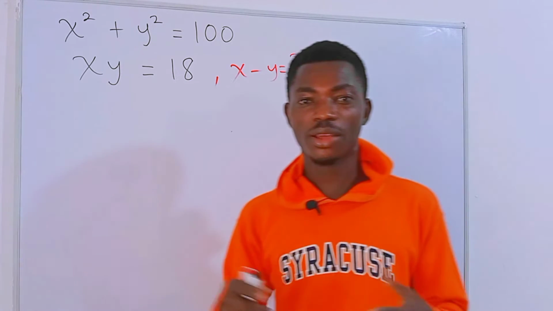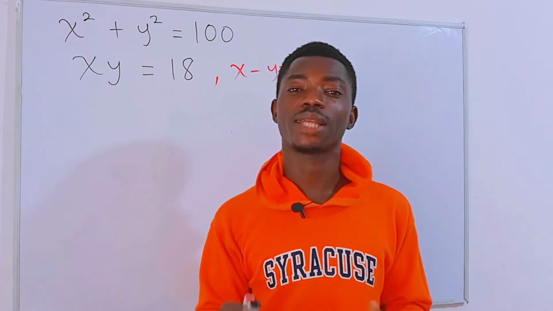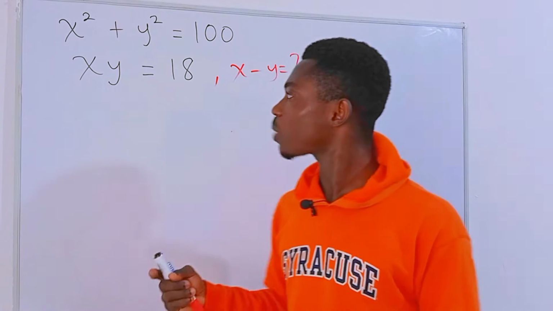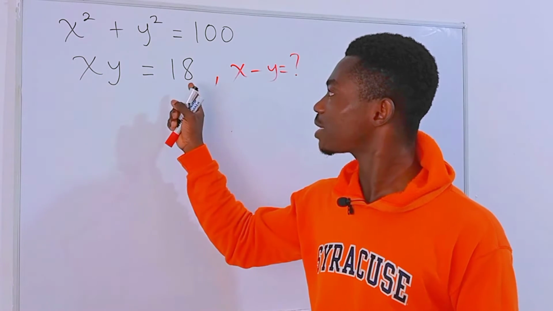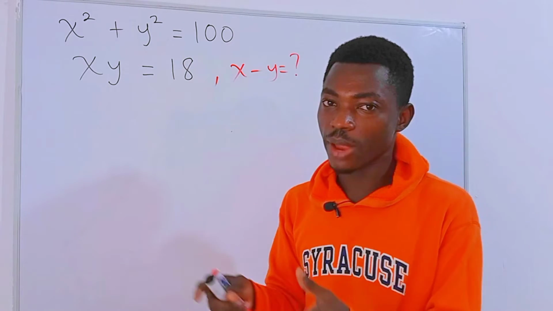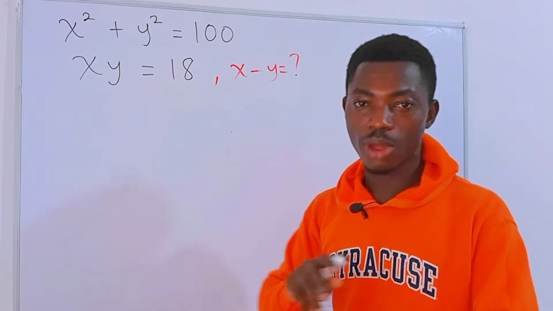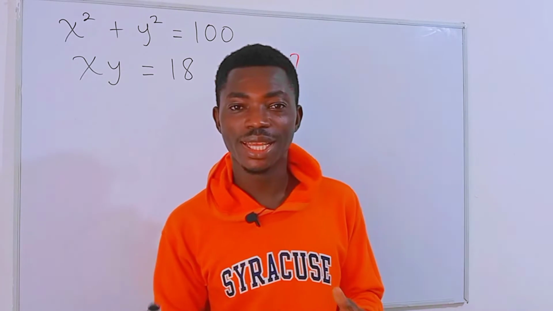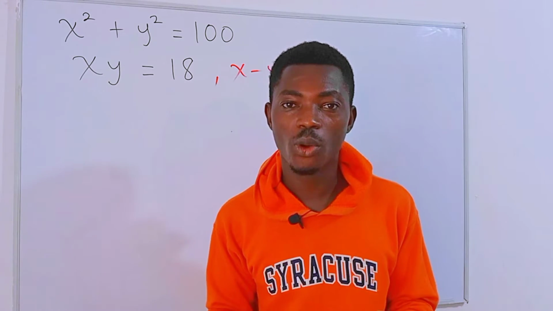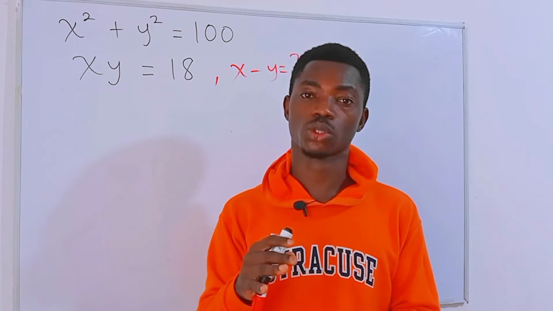In fact, there are so many ways that we can solve this problem, but the easiest ones are just two. The first one is to make any of these the subject, then you place that right in this equation here. Then you solve for the variables, and lastly, you find the difference between x and y, and you are done. The second one is the easiest one in my own opinion because it involves the use of an identity, which is pretty short.